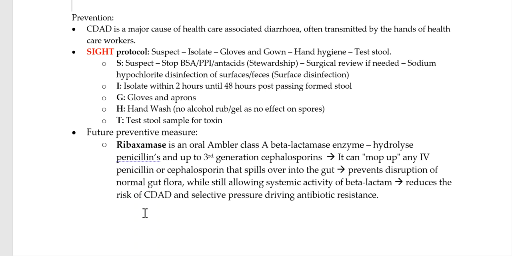I stands for isolate within 2 hours until 48 hours after passing formed stool, and G stands for gloves and aprons. H stands for hand wash. No alcohol rub or gel, as they have no effect on spores. T, test stool sample for toxin.